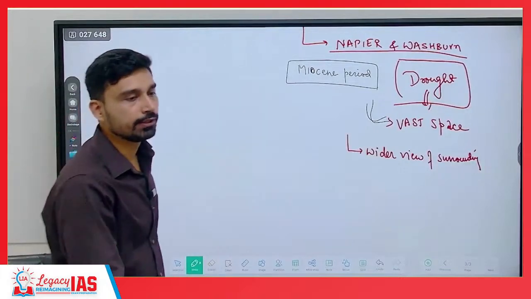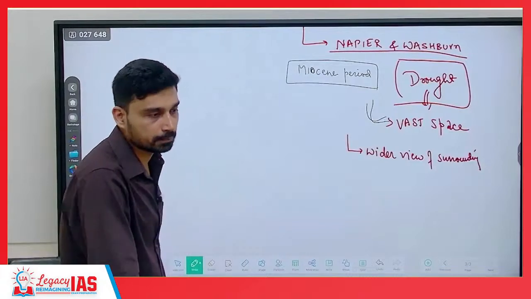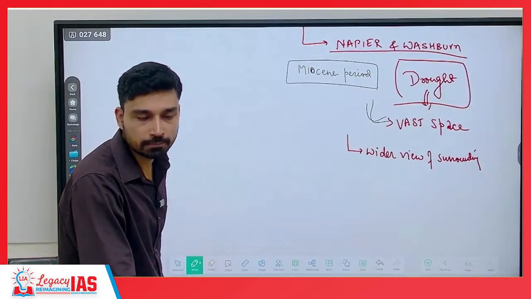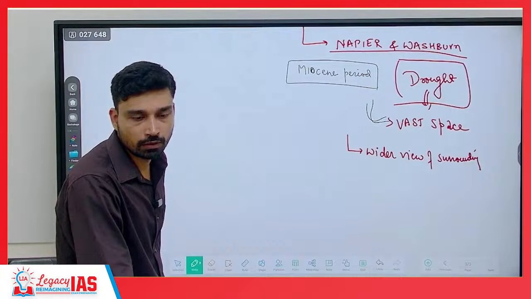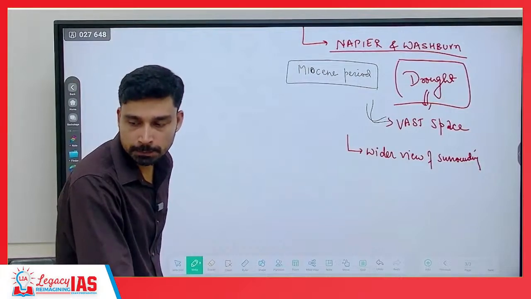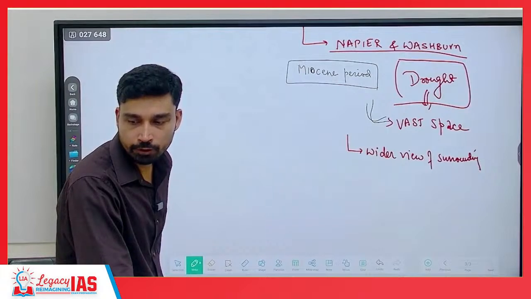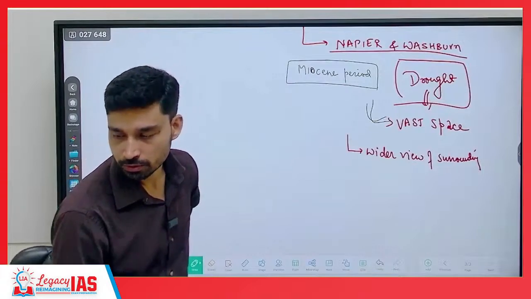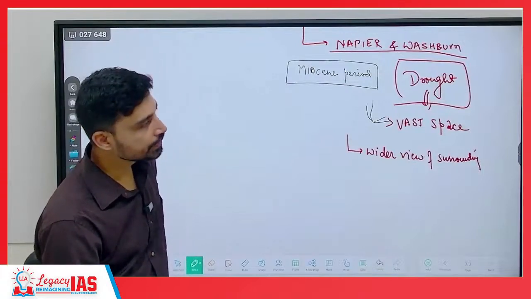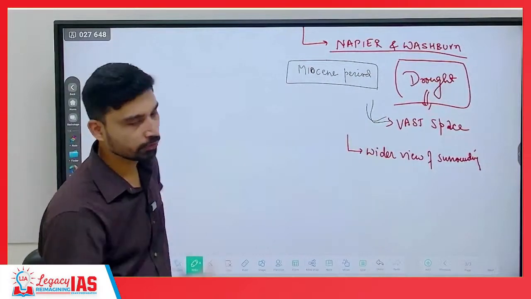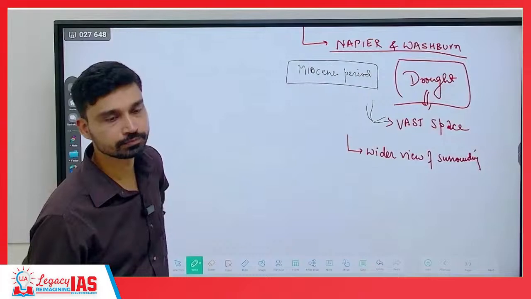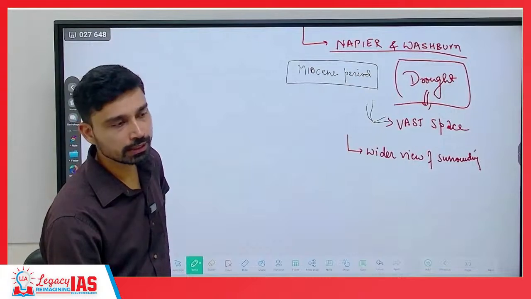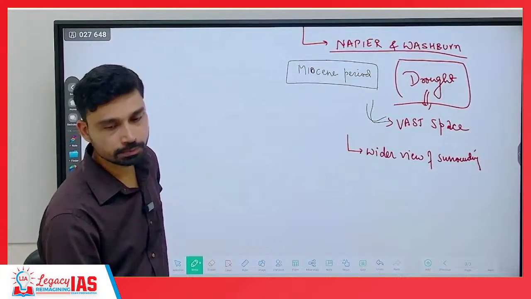Second point we can write, change in food availability, where they have to depend on seeds, which require continuous collection with precision.